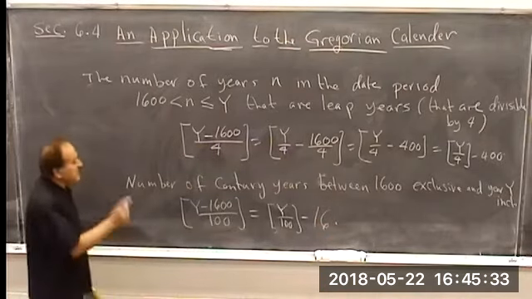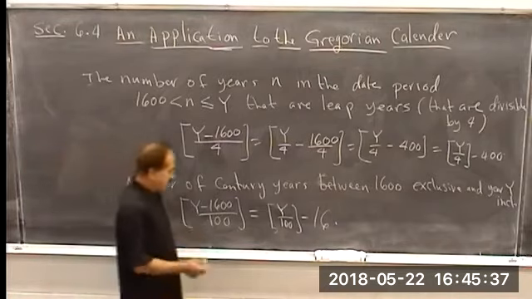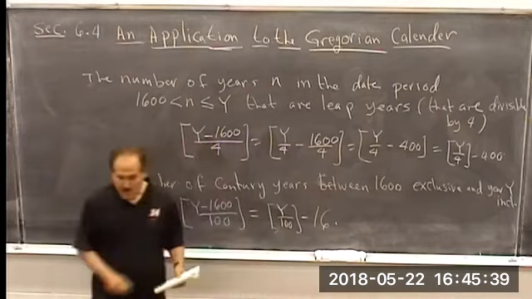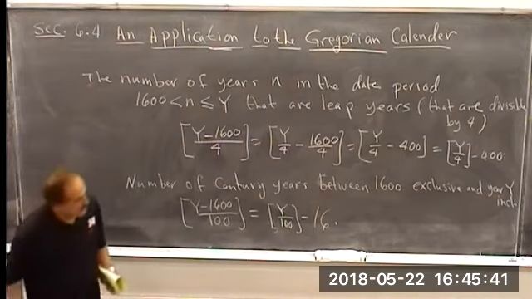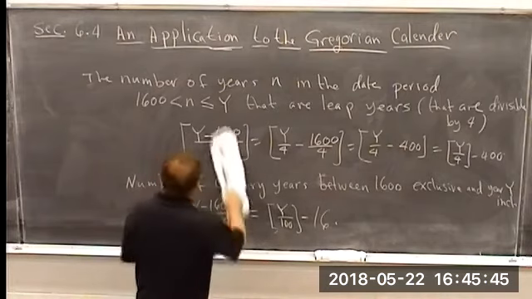Now, among these century years, we need to find the leap years. These are the ones which are multiples of 400, or divisible by 400.